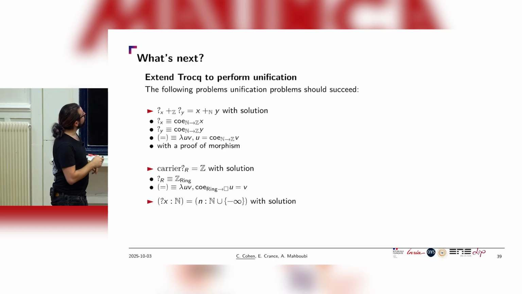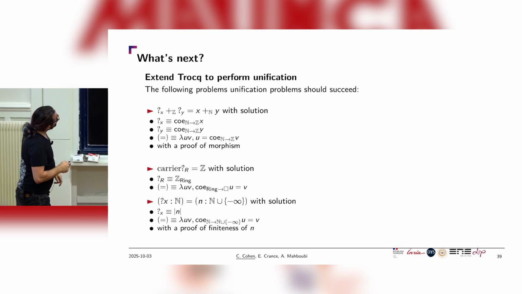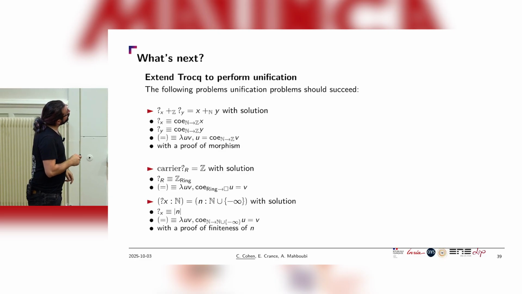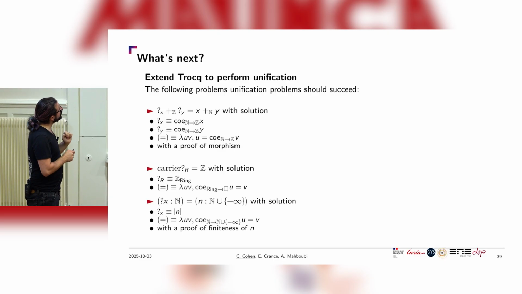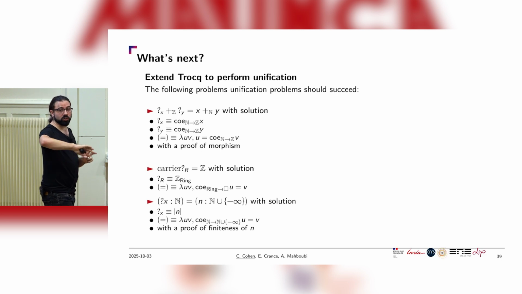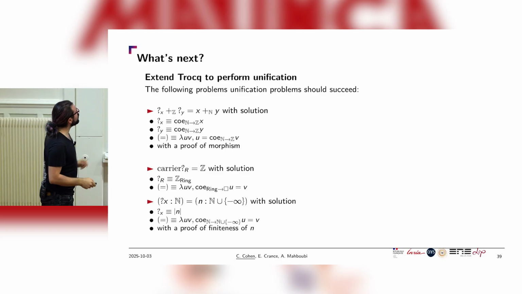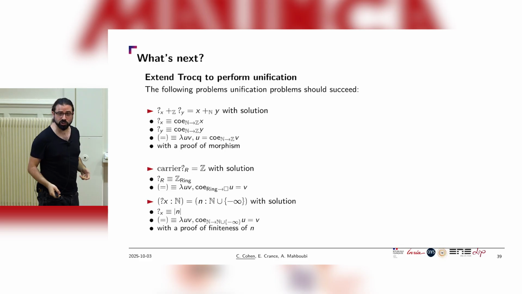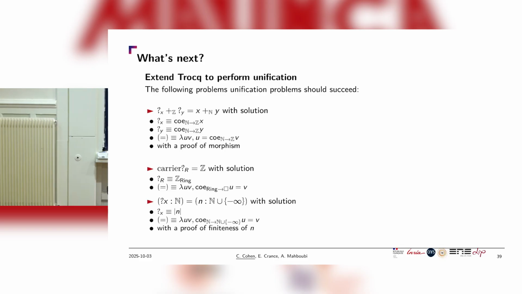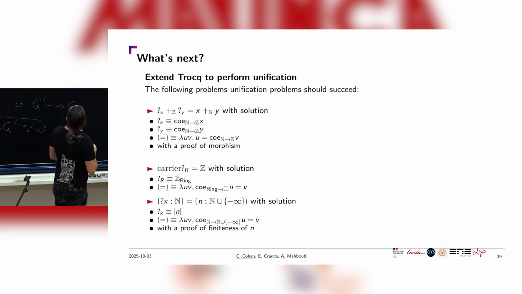And if I want to identify natural numbers to extended natural numbers, then I can say, if I find a proof of finiteness of n, then I can just pick x to be the finite number associated to n, potentially throwing away minus infinity and putting it to 0, but it doesn't matter. And the equality here is in fact the graph of the coercion from N to extended numbers. Yeah, I'm done.